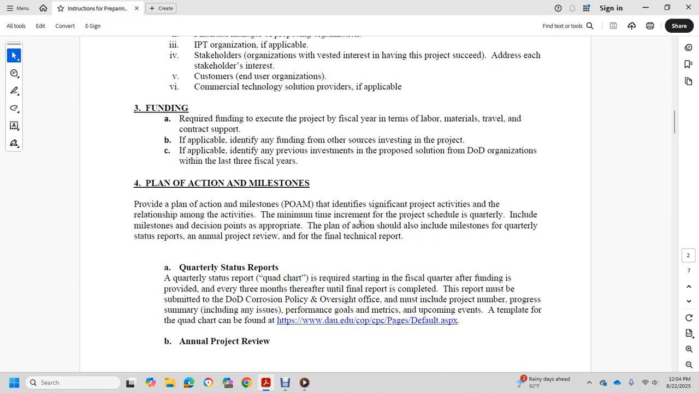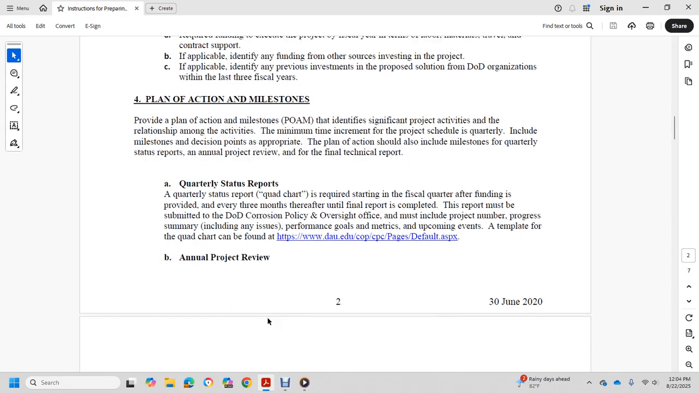Quarterly status report: a quarterly status report quad chart is required, starting with the first official quarter after funding is provided, three months after, and thereafter until the final report is complete. The report must be submitted to the DoD Corrosion Policy and Oversight Office and must include a project number, progress summary including any issues, and performance goals and metrics. The template for the quad chart can be found on the dau.edu cop CPC page default ASPX.